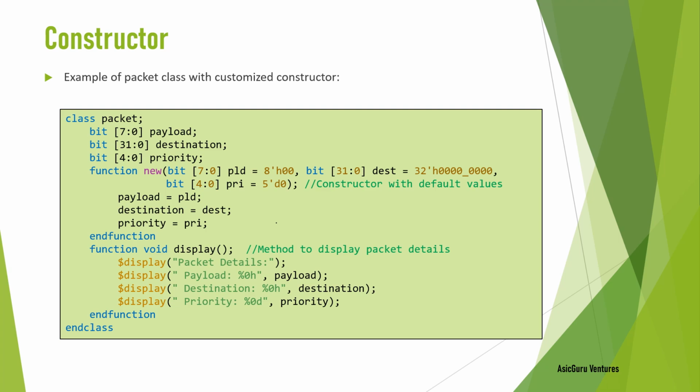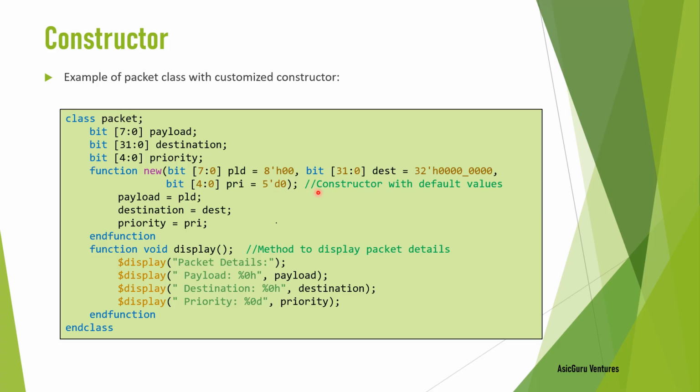So this is an example of how to use a custom constructor in SystemVerilog. Let's take the packet class again with three data members: payload, destination and priority. Now notice the constructor function, which is written using the function new syntax. These are the arguments for the constructor and we have added default values for all three arguments. So payload is defaulted to 8-bit hexadecimal value 0, destination default value is 32-bit hexadecimal 0, and for the priority field the default value is 5-bit decimal 0.